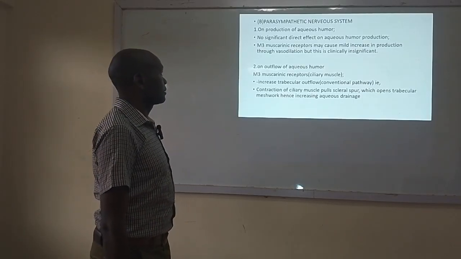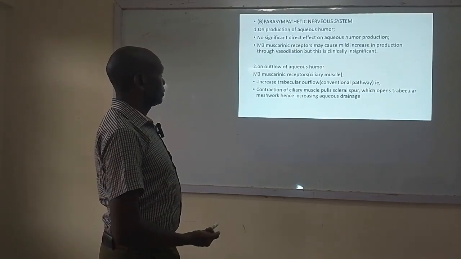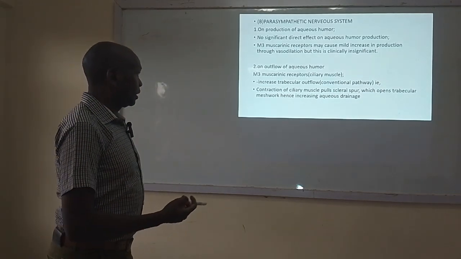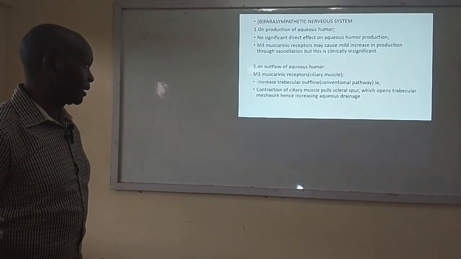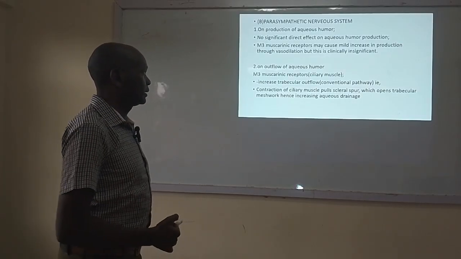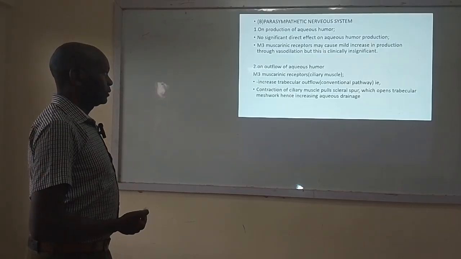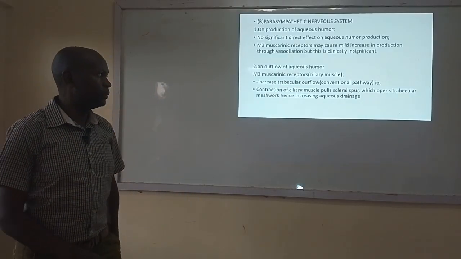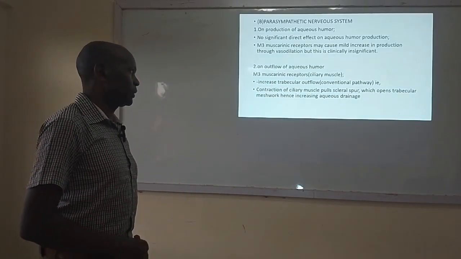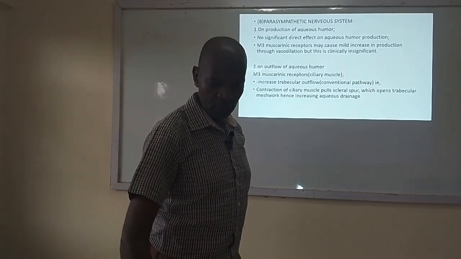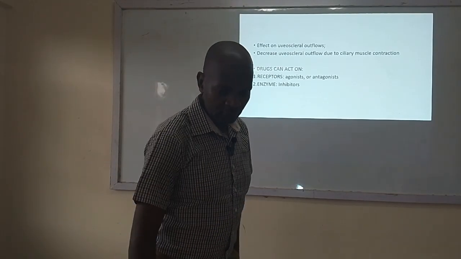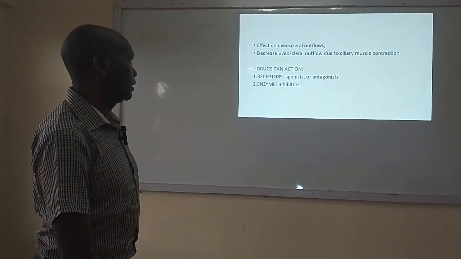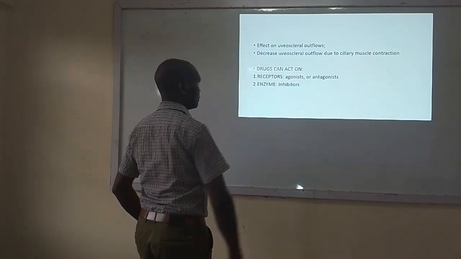So this is the parasympathetic nervous system. On production of aqueous humor, it has no significant effect. On outflow, it increases trabecular outflow, the conventional pathway. On the ciliary muscle, it pulls the scleral spur. And once you pull the scleral spur, you open the trabecular network. Therefore, you increase the outflow. On uveoscleral outflow, it will decrease the uveoscleral outflow because of muscle contraction.